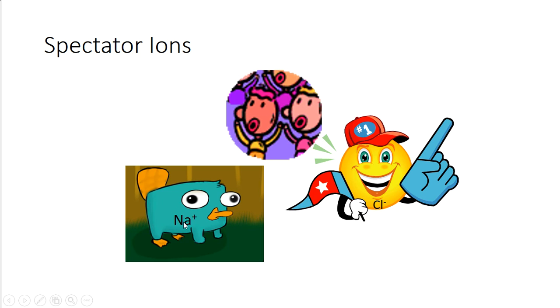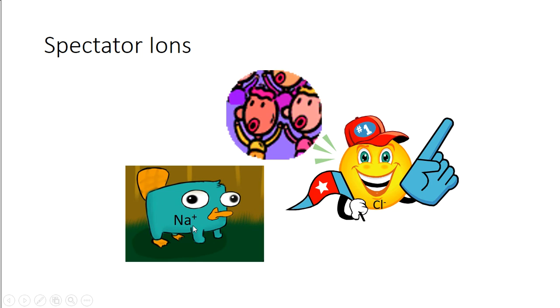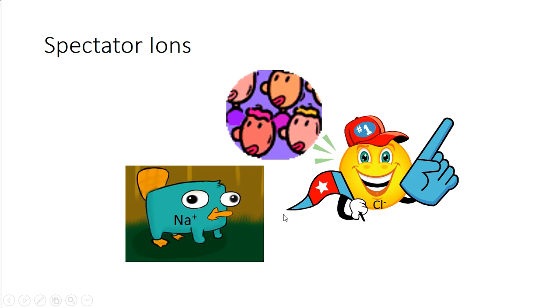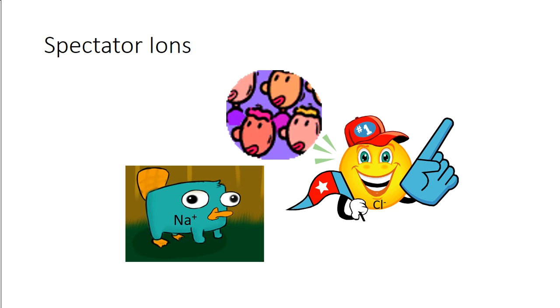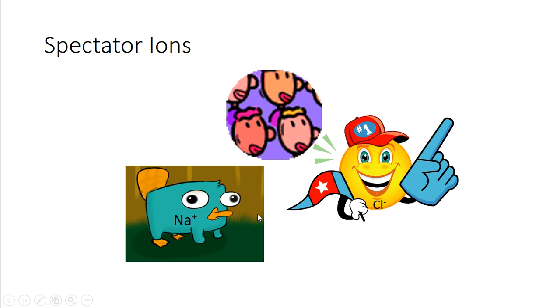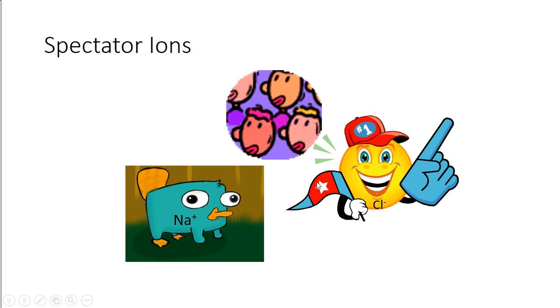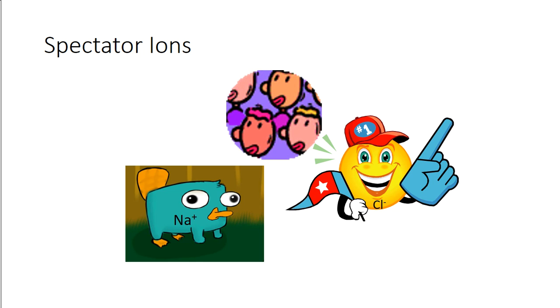And much to your chagrin, I called Perry the platypus, because Phineas and Ferb always say he's a platypus. He doesn't do much. And you all yelled at me that he's a spy and whatnot. I was just trying to get you to think that spectator ions don't do much. So anyway, all right.